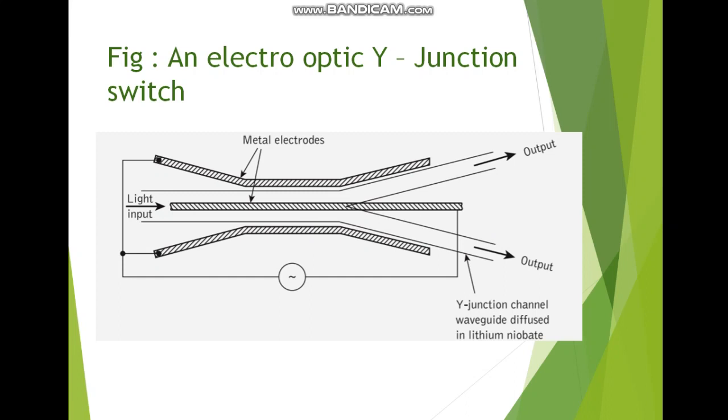So the light beam will be reflected more where the electrodes are placed and where the biasing is high. The refractive index will change accordingly. The output will change. The output waveform will change.